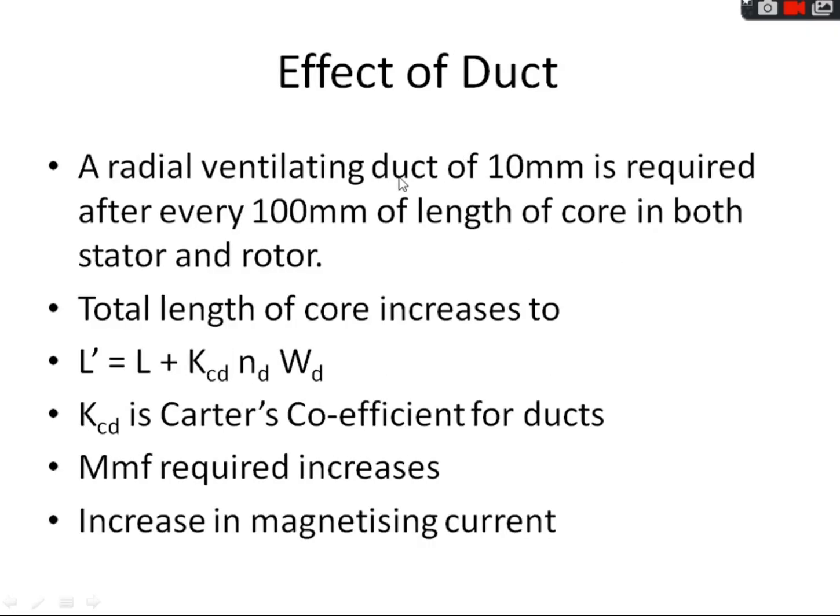The same type of effect can be observed if we have a duct in the stator of a three-phase induction motor. There is a thumb rule which says that a radial ventilating duct of 8 to 10 mm, here I am assuming 10 mm, is required after every 100 mm length of the core in both stator as well as rotor. The radial ventilating ducts will increase the total length of the core. The total length of the core due to the radial ventilating ducts will be the rotor or stator core length plus the Carter coefficient into the number of ducts into the width of the duct.